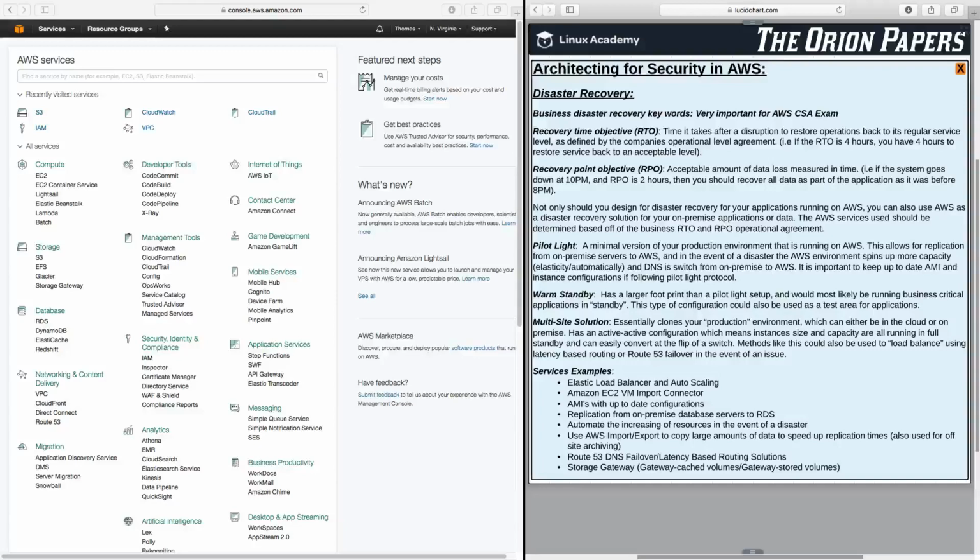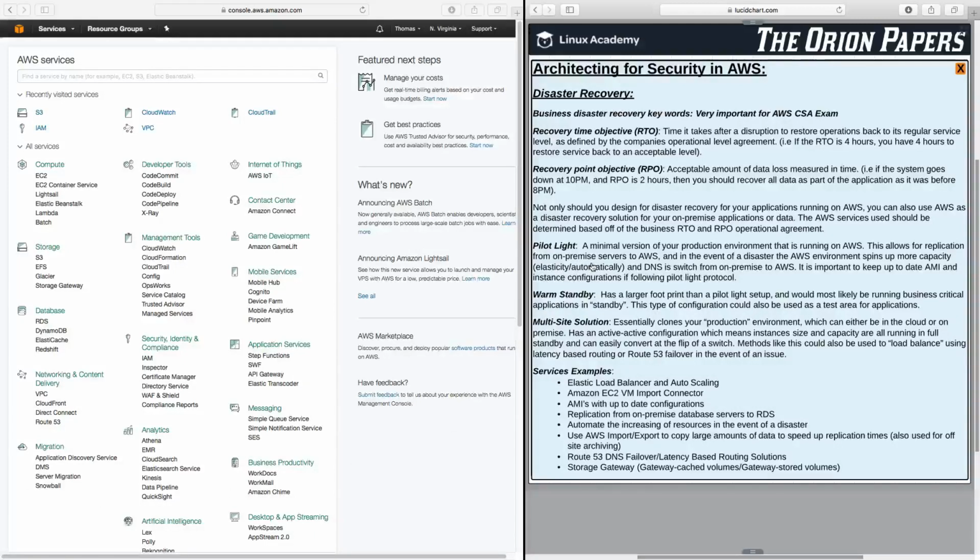The next is multi-site solution, and this essentially clones your production environment, which can either be in the cloud or on-premise. It has an active configuration, which means instance size and capacity are all running in full standby and can easily convert at the flip of a switch. Methods like this could also be used to load balance using latency-based routing or Route 53 failover in the event of an issue. So between pilot light, warm standby, and multi-site solution, you have three examples of how you can use AWS as disaster recovery options for things that are on-premise.